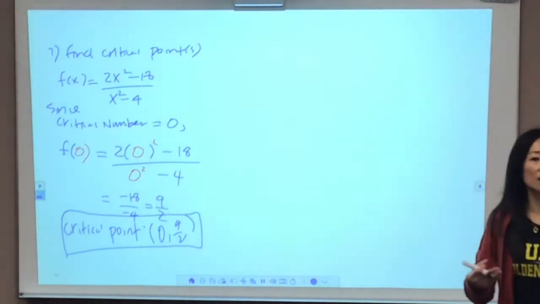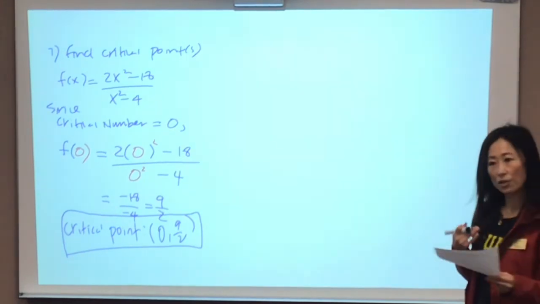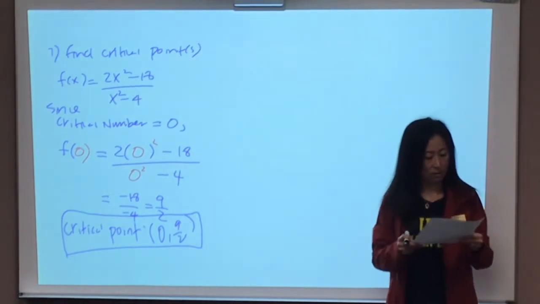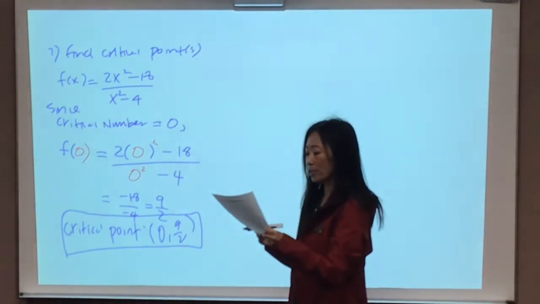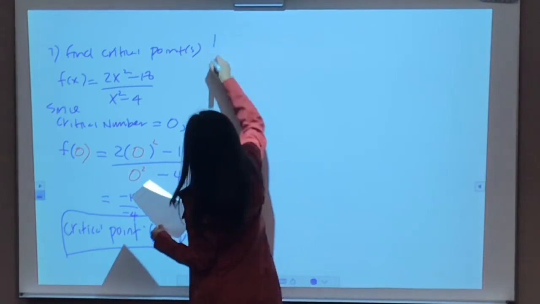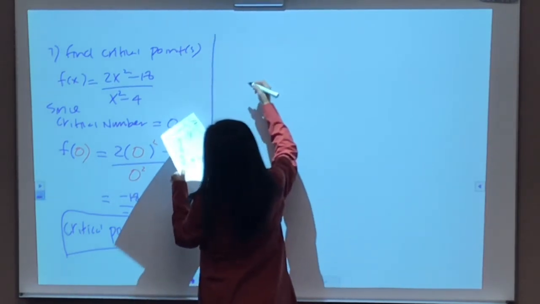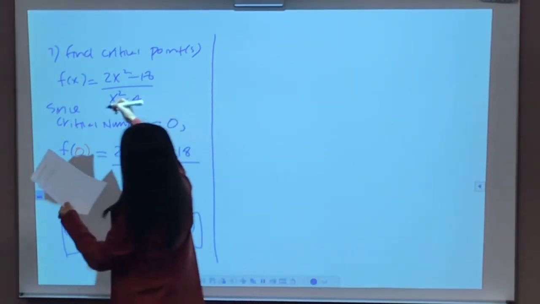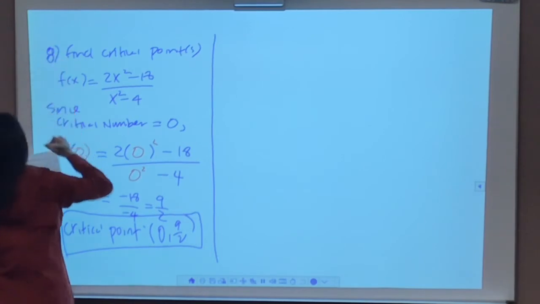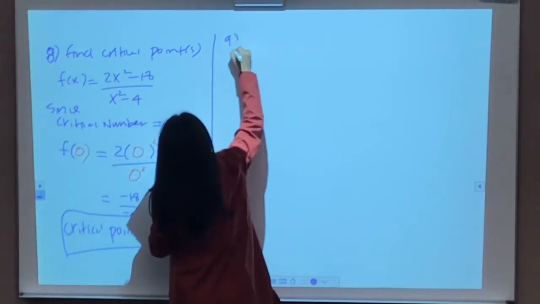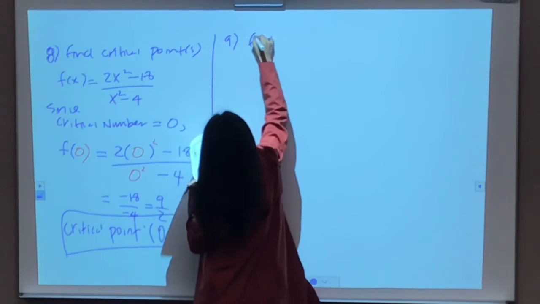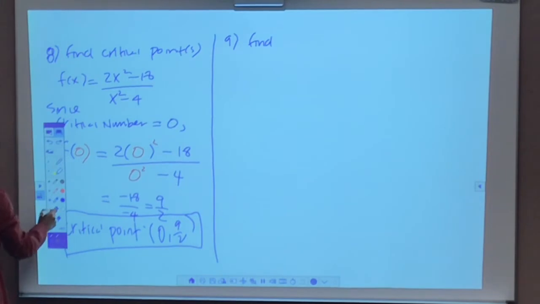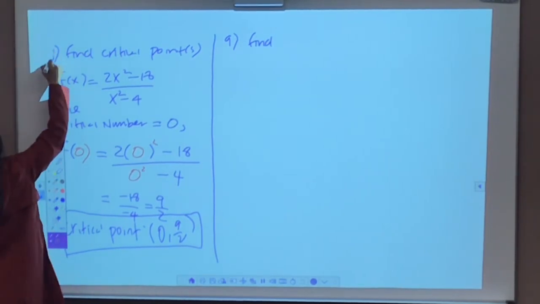So we got quite a few things. We know the intercept, we know the asymptotes, we know the critical point. So we're almost there. All right, find the inflection points. Is this number 8? Sorry, it is number 7. Okay.